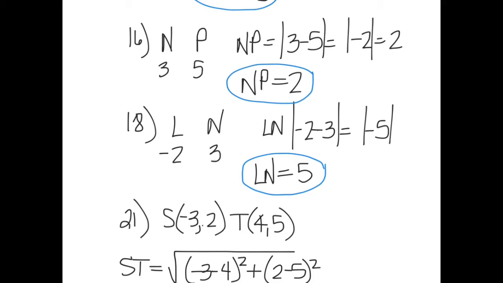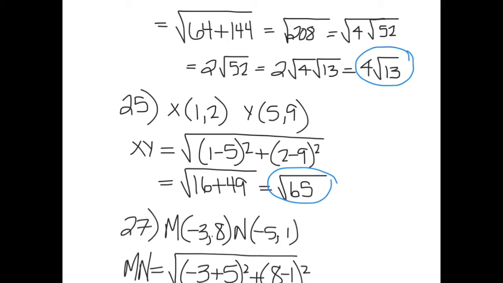Number 14, I am finding the distance from J to K on a number line. I used the absolute value formula. I find out that JK is 3. The distance from J to K is 3. Number 16, the distance from N to P is 2. Number 18, the distance from L to N is 5. Number 21, using the distance formula, the distance from point S to point T is the square root of 58, and that cannot be simplified anymore.